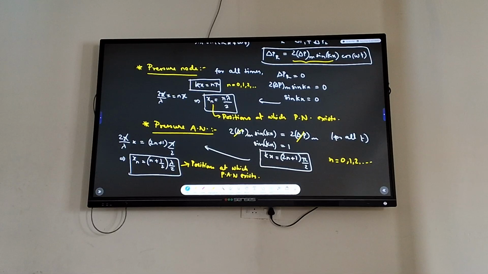What is the distance between a pressure node and a pressure antinode? The adjacent two. That's lambda by 4. Yes, it follows the same thing as before.